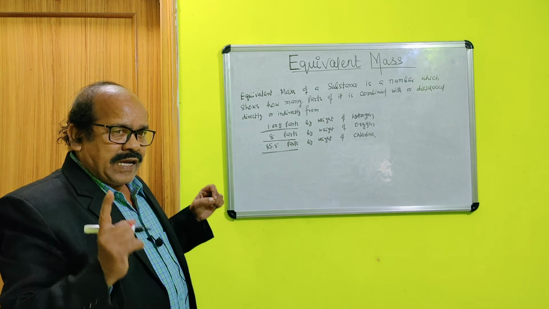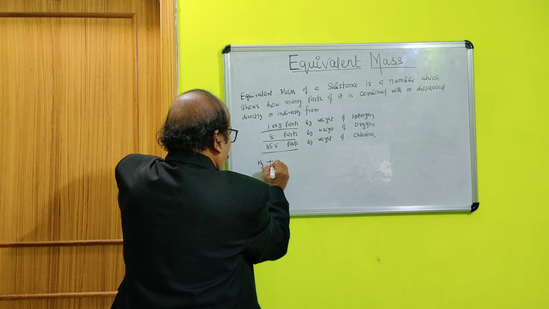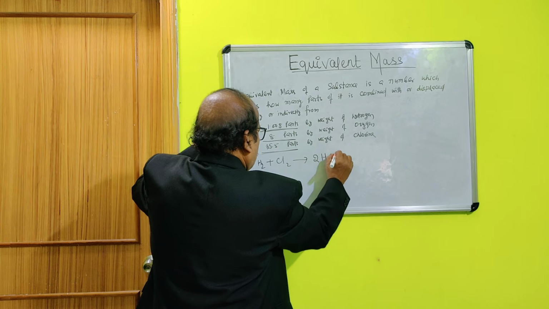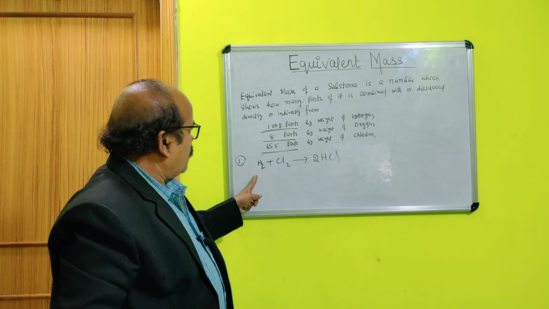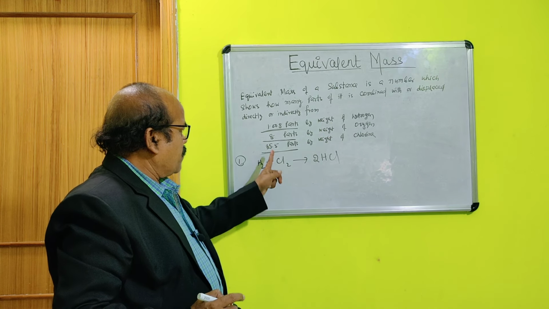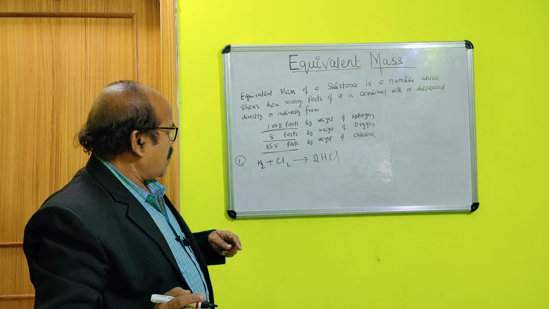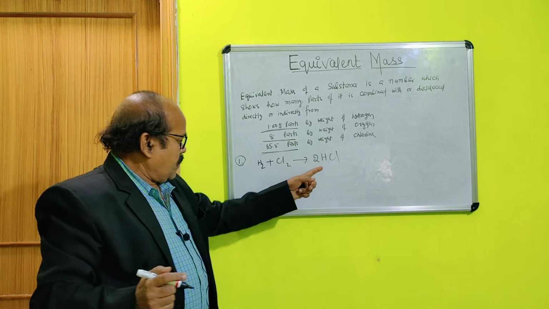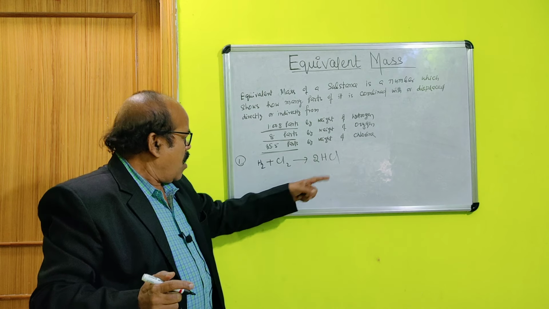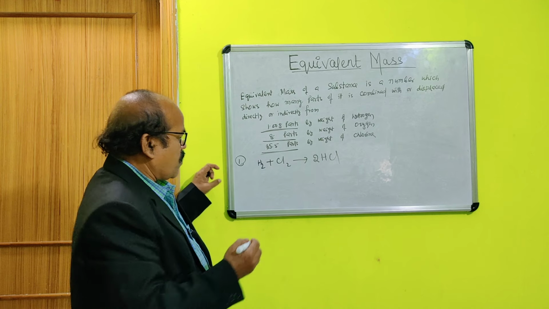Now I shall write down some equations. H2 plus Cl2, first equation, will give rise to 2HCl. For hydrogen, you know the equivalent mass is 1.008. For chlorine, 35.5. For hydrogen chloride, I do not know the answer of equivalent mass. So, out of the three things, I can take the help of hydrogen or chlorine to find out the equivalent mass for hydrogen chloride, or anything as you like. Let me find out the equivalent mass of chlorine.